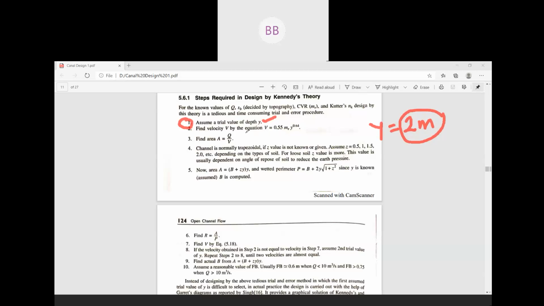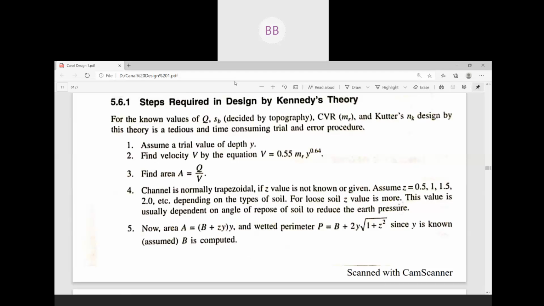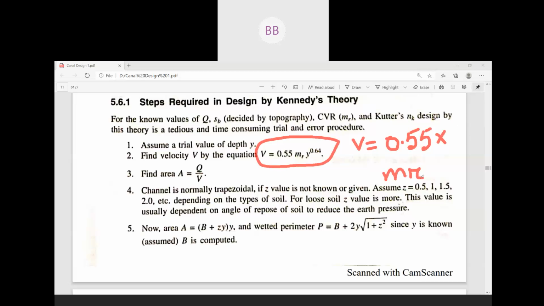Then you have to find out the velocity by using this equation. You have to use this equation to find out the velocity. So first step is to assume a depth of flow y. Second, you have to find out the velocity by using this equation, 0.55 multiplied by m suffix r. m suffix r is nothing but your critical velocity ratio, multiplied by y to the power 0.64.